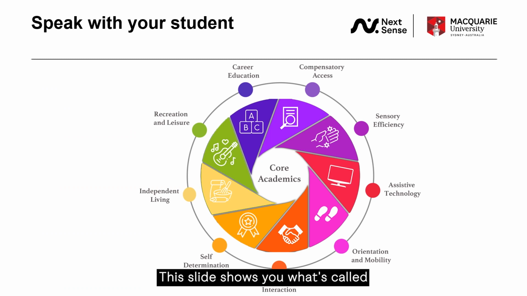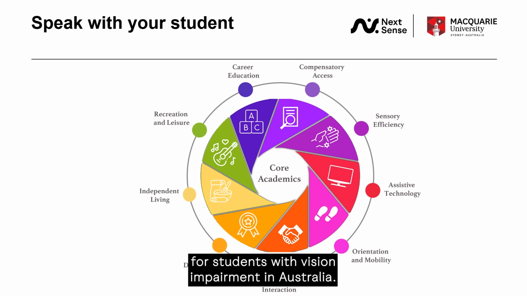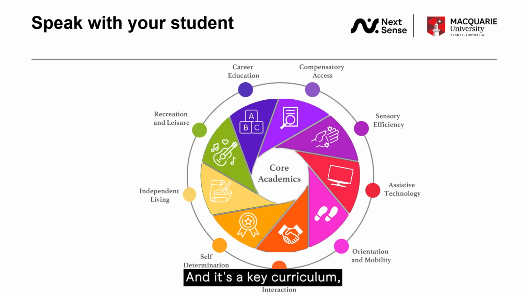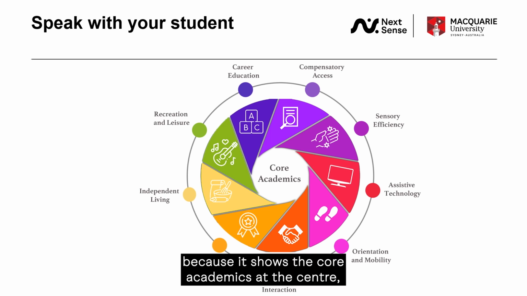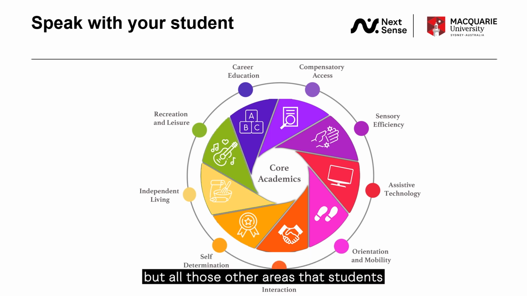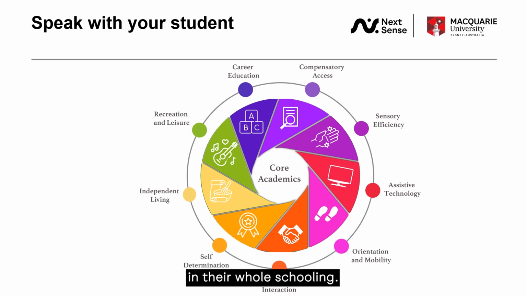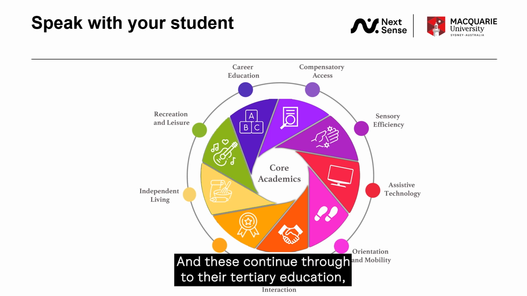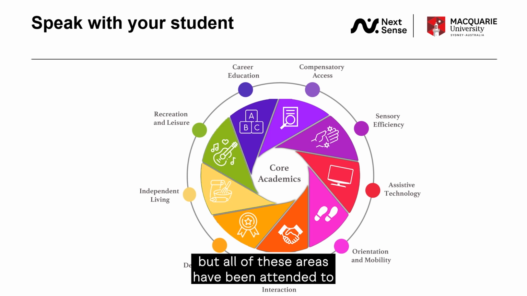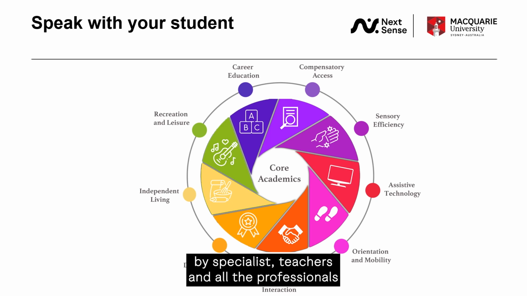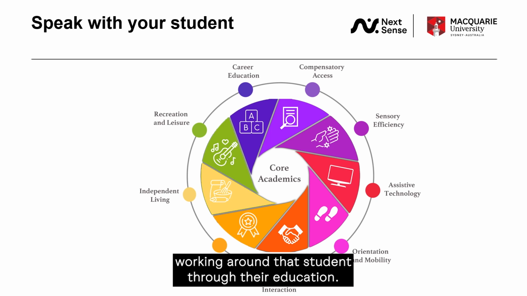This slide shows you what's called the expanded core curriculum. And it's the curriculum that is followed for students with vision impairment in Australia. And it's a key curriculum because it shows the core academics at the centre, but all those other areas that students with vision impairment will have been supported in their whole schooling. And these continue through to their tertiary education, but all of these areas have been attended to by specialist teachers and all the professionals working around that student through their education.